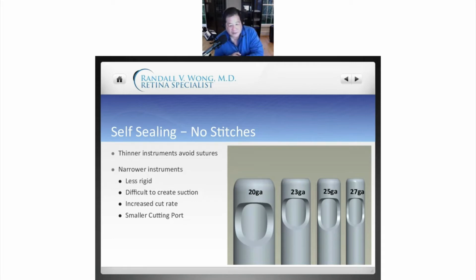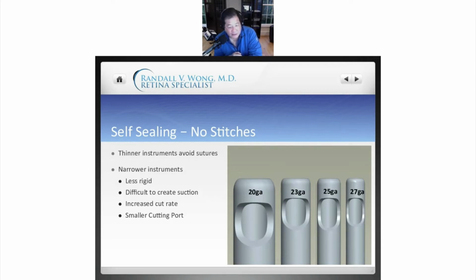Number two, the holes or the orifices or the port where it engages the vitreous, and those tend to get smaller. These thinner instruments do have a faster cut rate, but with these thinner tubes and the smaller cutting port, it's very hard to get the same amount of suction, okay?